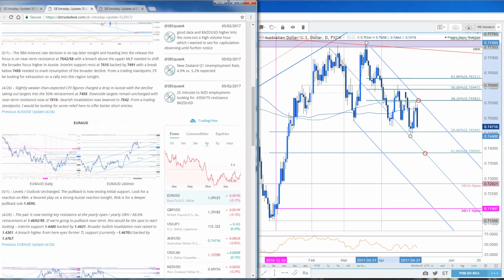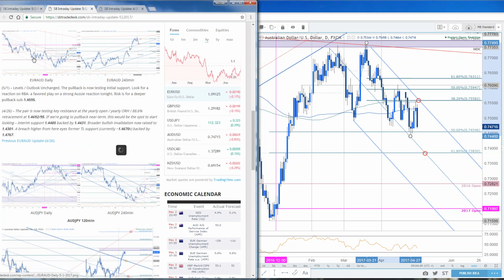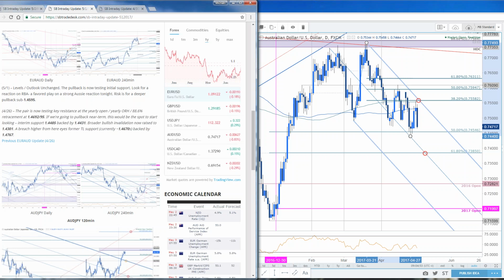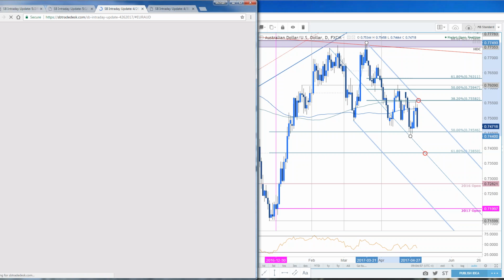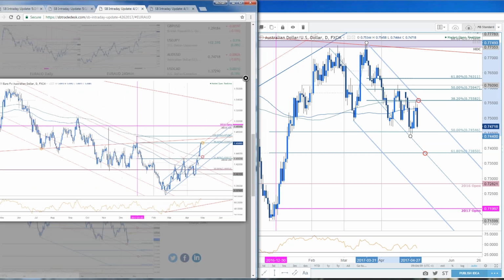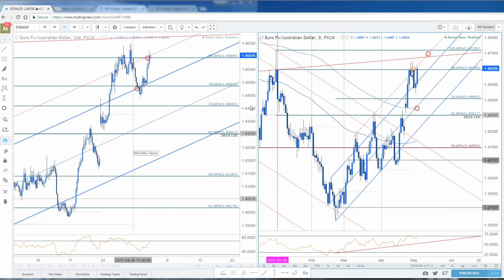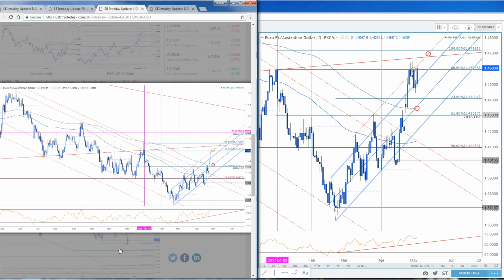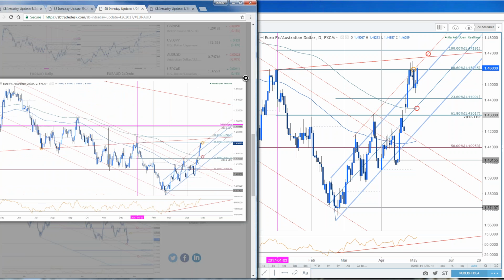Okay, Euro Aus. You guys seem to have a lot of interest in this. Here's what Euro Aus looks like. Again, if you go to the previous update, back from the 26th of the month, we were talking about Euro Aus coming into this major area of resistance. And here's what the chart looked like back on the, what was this? On the 26th of last month.